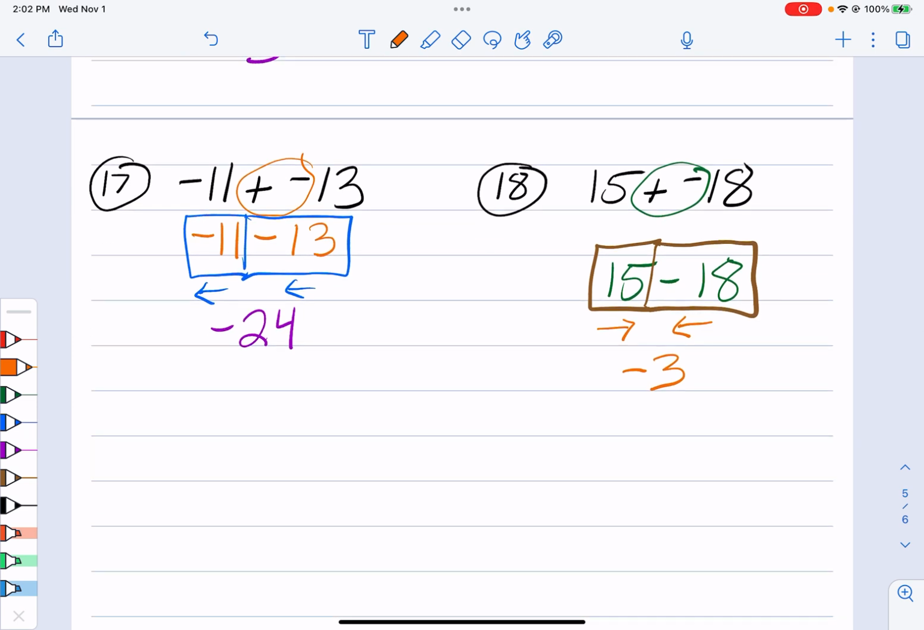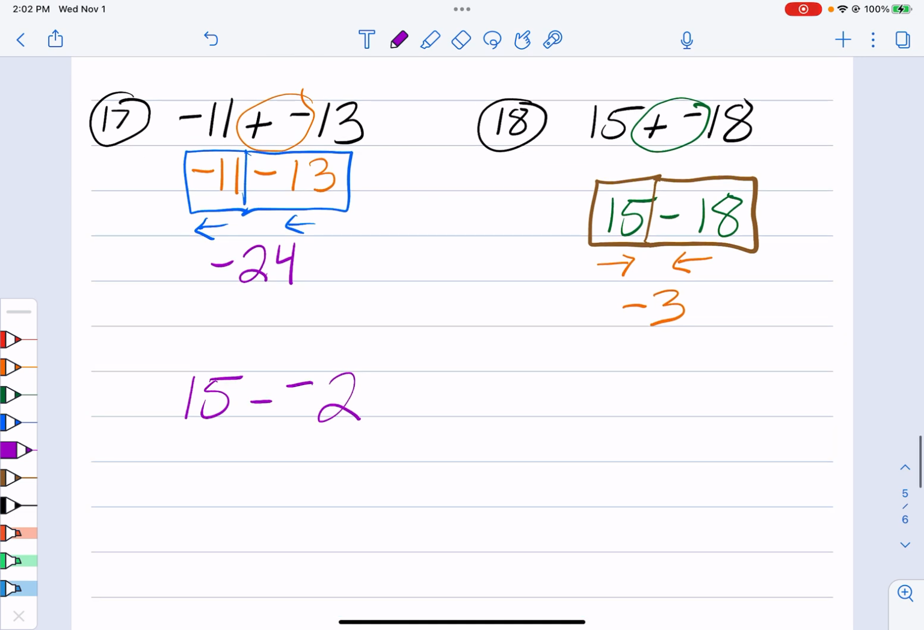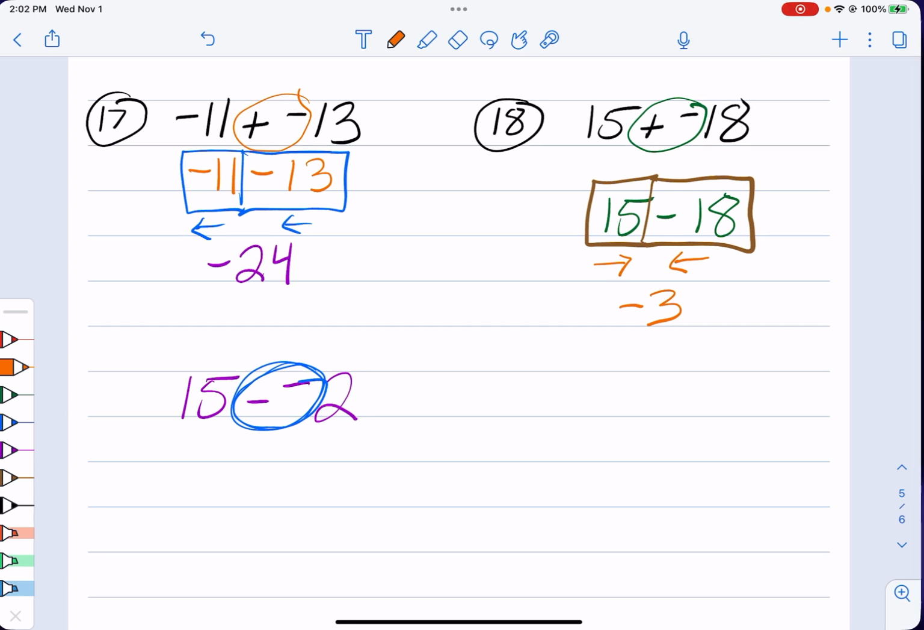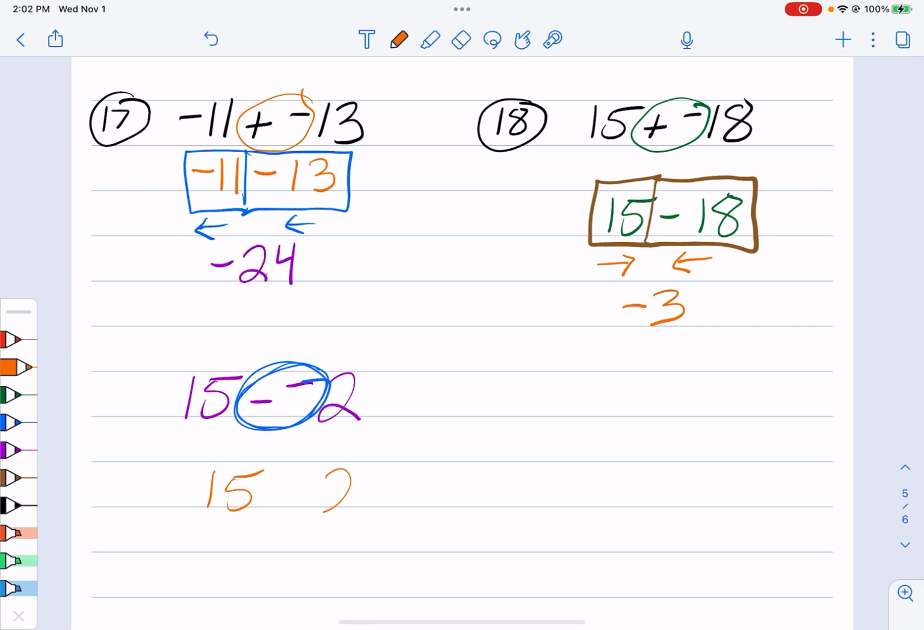Okay, one more bonus problem. I just want you to think real quickly. So if I was going to do something like 15 minus negative 2, I want you to think about it really quickly. Minus a negative. Tell the person next to you, what does a minus a negative become? Tell the person next to you. Hopefully you said plus. Two negatives make a positive.